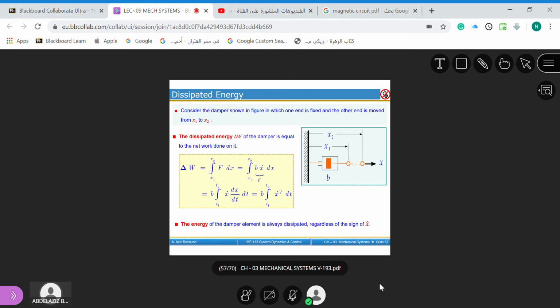Dissipation energy, Shabab, is due to damping and the loss in energy. It's given by delta W equals integral of F dx. F is b x dot, which is the force, times dx. We can write dx as dx over dt times dt, or you can just integrate x dot with respect to t. Then dx over dt is nothing but x dot. So x dot multiplied by x dot gives you b x dot squared. This is the work done by the damper, which is dissipated in terms of heat.